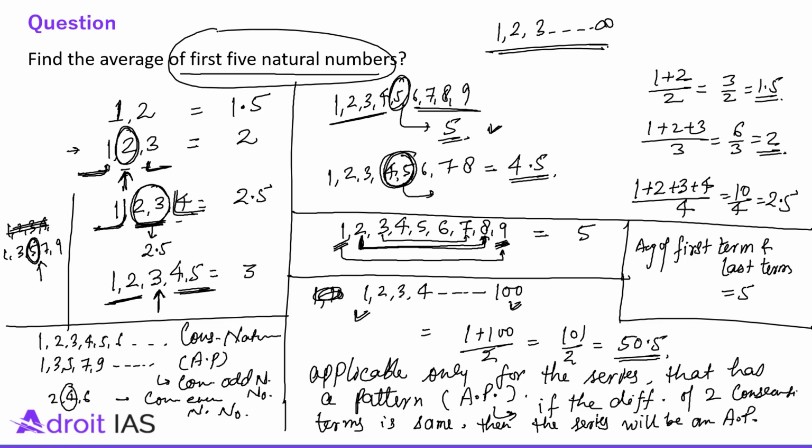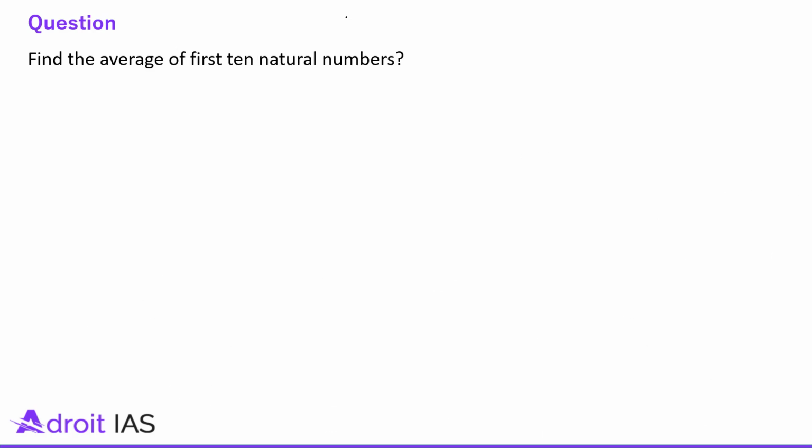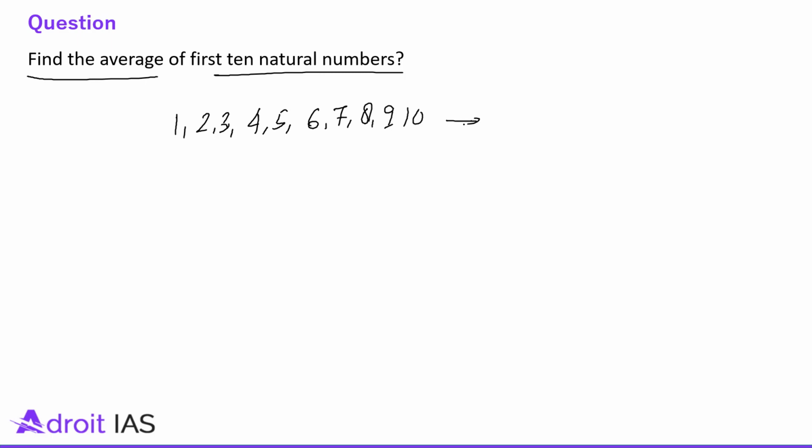If we need to find the average of the first 5 natural numbers or something like that, for these small questions, we can use this approach directly. Now let's talk about the next question, which is almost similar. Here, we need to find the average of the first 10 natural numbers. Obviously this is very simple: 1, 2, 3, 4, 5, 6, 7, 8, 9, 10, right? Just while reading the question, you can solve the answer.